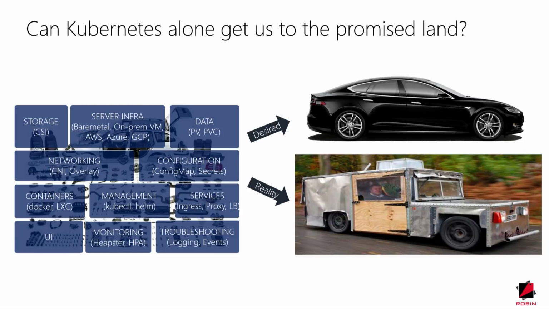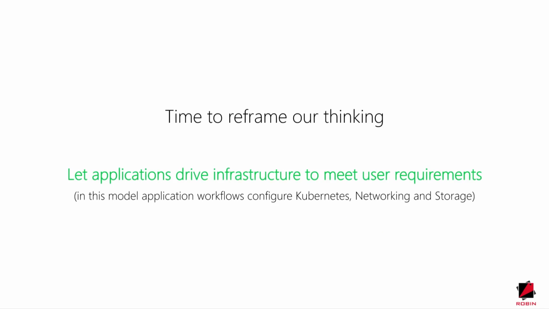So it's time to kind of reframe our thinking. When we reframe our thinking, what we are saying is we are going to, as I said, have the application drive infrastructure to meet user requirements. And in this model, you would essentially have Kubernetes programmed for you, underlying stateful sets and all that. You're going to have storage programmed for you. You're going to have networking programmed for you. And that is what we have built.